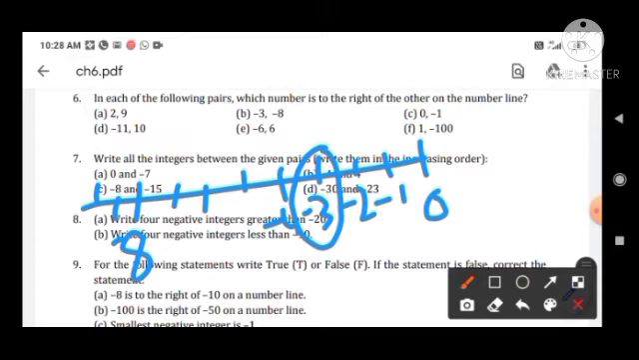-8. Now which is on the right side of the other number? We can see -3 is on the right side, isn't it? -3 is on the right side. So what will be the answer here? -3 is on the right side.